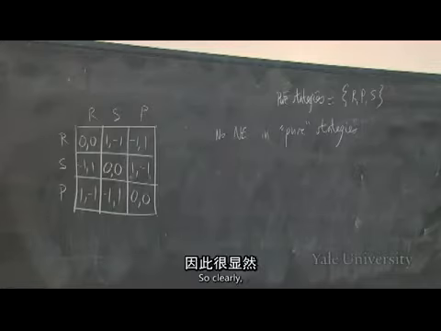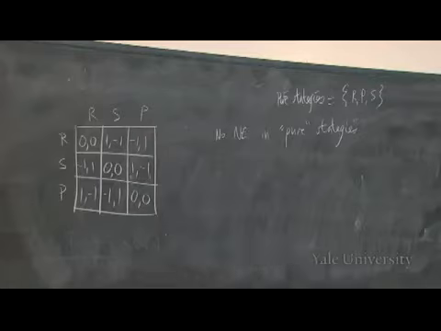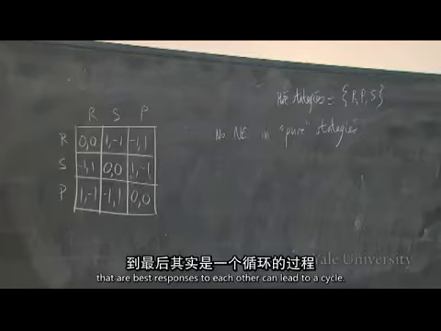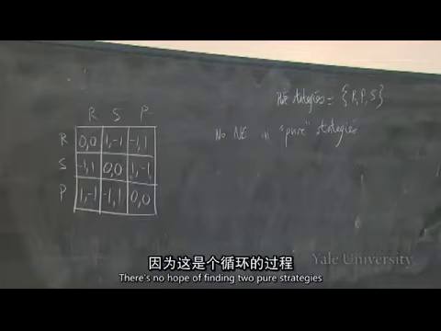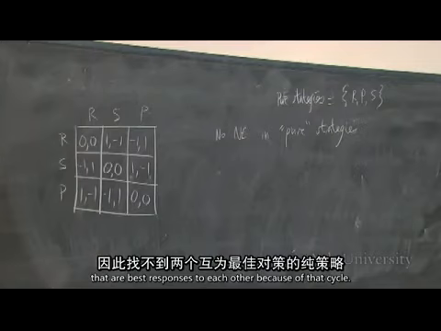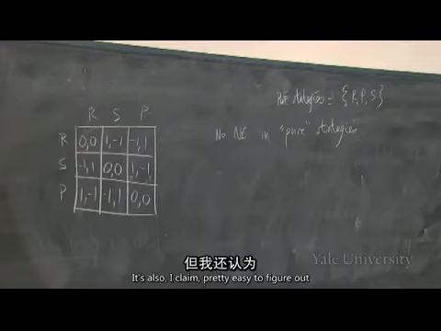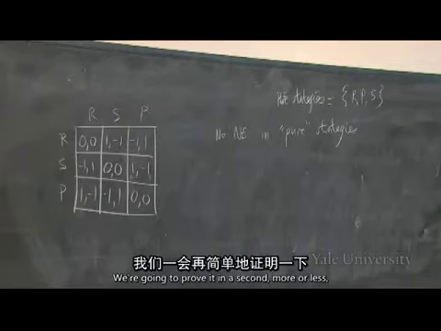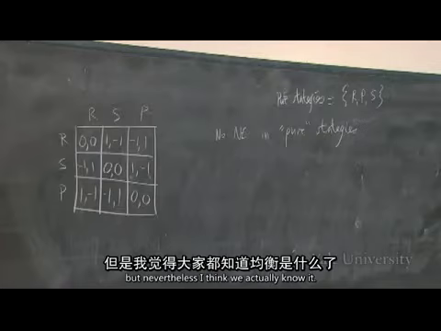Clearly there's not going to be a pure strategy Nash equilibrium, right? Because any attempt to look for best responses that are best responses to each other can lead to a cycle. Everyone see that? There's no hope of finding two pure strategies that are best responses to each other because of that cycle. It's also, I claim, pretty easy to figure out what must be the Nash equilibrium in this game. We're going to prove it in a second, more or less, but nevertheless, I think we actually know it.